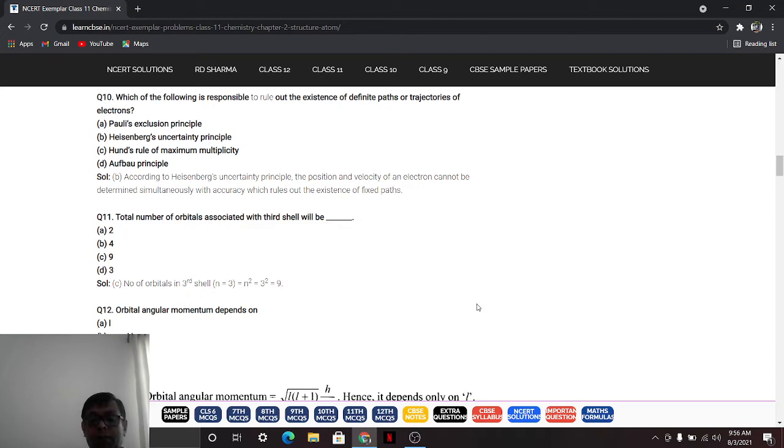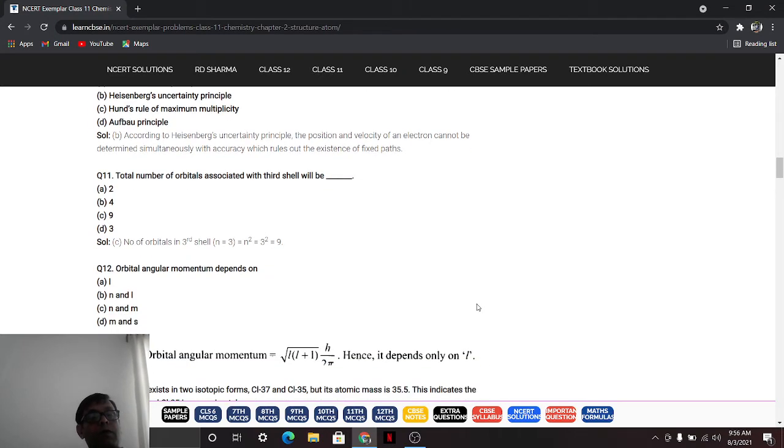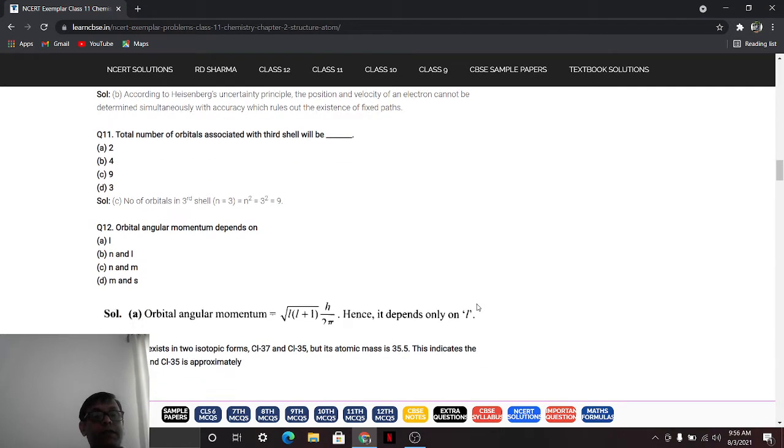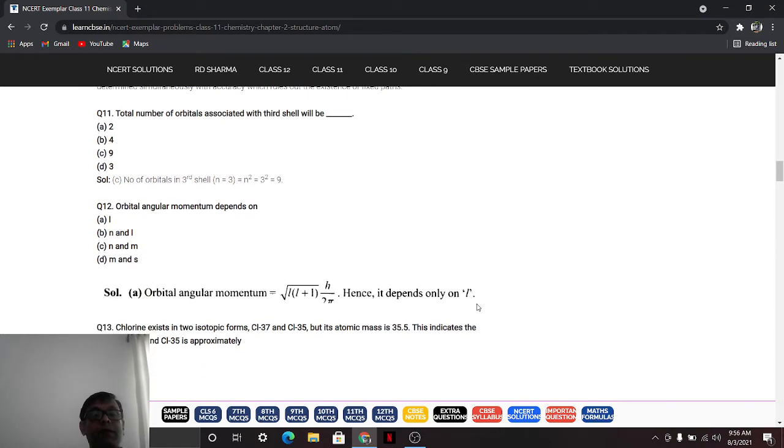Orbital angular momentum depends on... n and l, n and m, m and s. Orbital angular momentum is equal to square root of l into l plus 1 into h by 2 pi. Hence it depends only on l. Is there any n, m or s in the formula? Only l is there. Therefore it depends only on l. Okay.